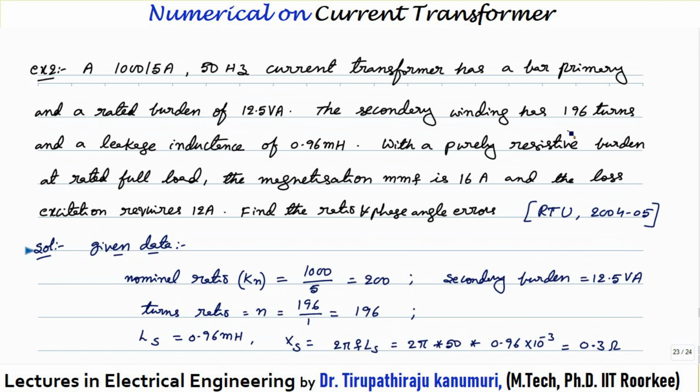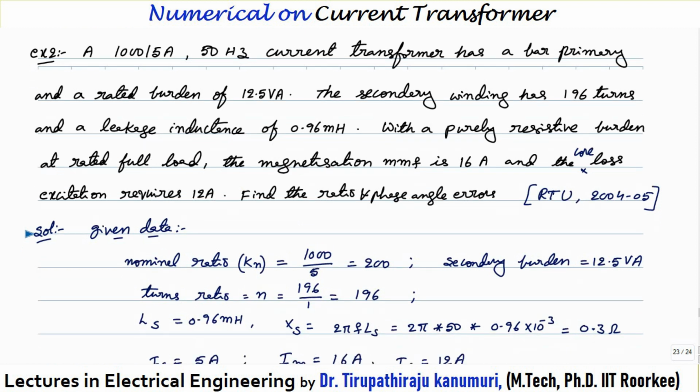The secondary winding has 196 turns and a leakage inductance of 0.96 millihenry, with a purely resistive burden at rated full load. The magnetization MMF is 16 amperes and the core loss excitation requires 12 amperes. Find the ratio and phase angle errors. So this came in RTU, Rajasthan Technical University, in 2004 and 5.